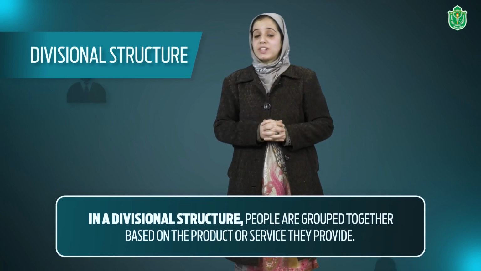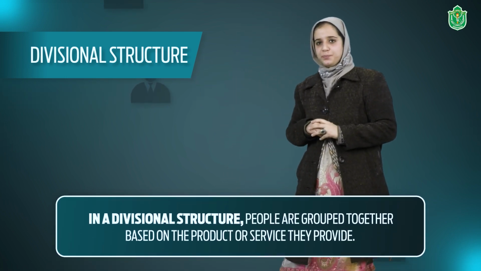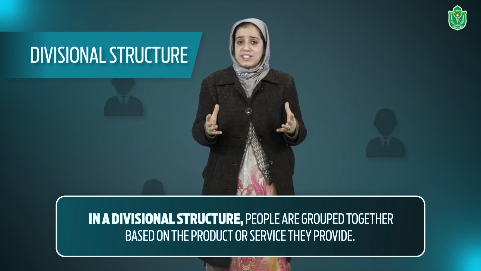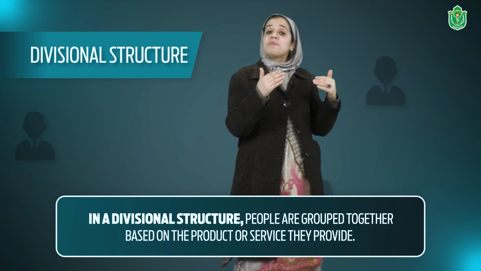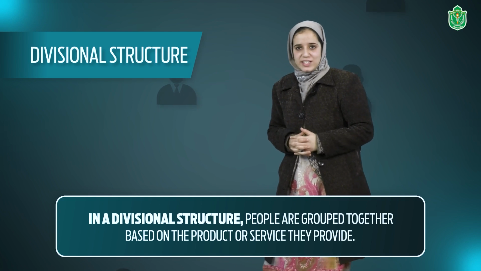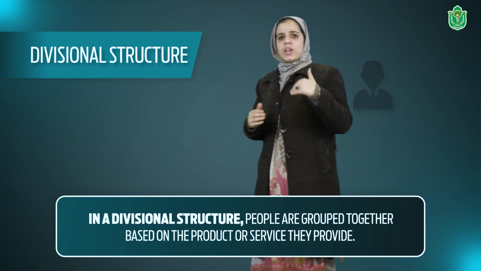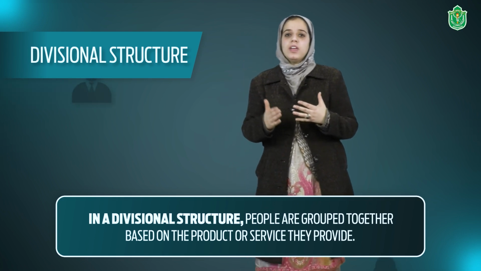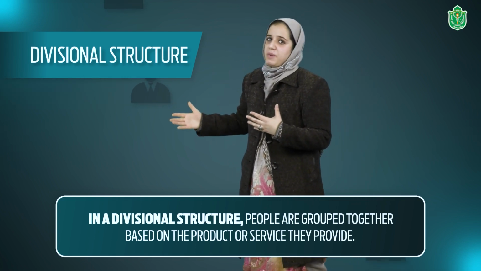Then coming on to the next, that is divisional structure. Another type of organizational structure is the divisional structure. Here, the activities of the organization are divided on the basis of the product lines being produced by the organization. So in each division, there will be a number of departments under them.